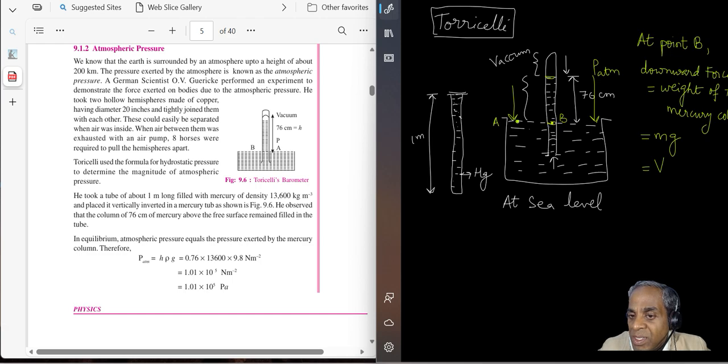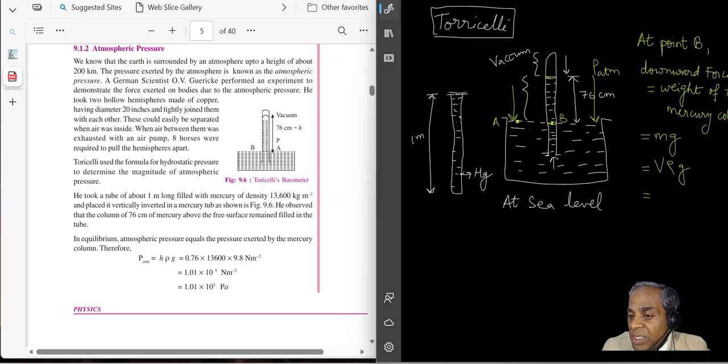Okay, so it has a volume. And this volume multiplied by density is nothing but mass. So mass upon volume is density, so mass is equal to volume into density. This is the density of mercury, multiplied by G.